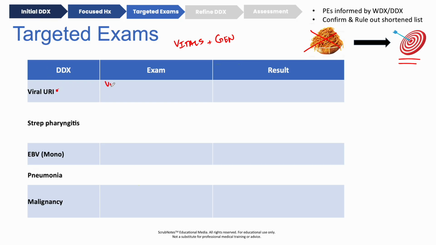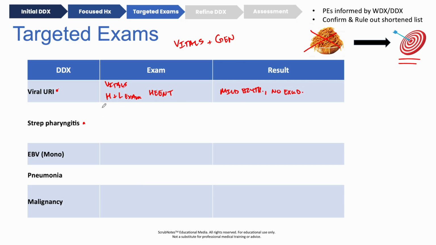that might apply. If we suspected a viral URI, we'd want to check vitals, probably do a heart and lung exam, and also look at throat, eyes, nose, ears, depending on symptoms. So for our patient, let's assume we had mild erythema but no exudates.